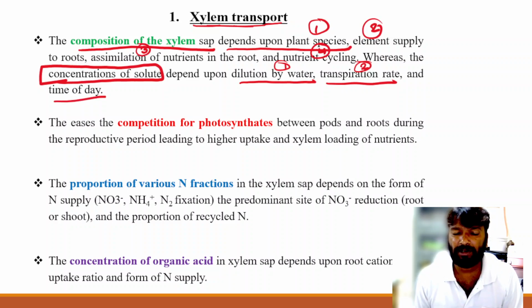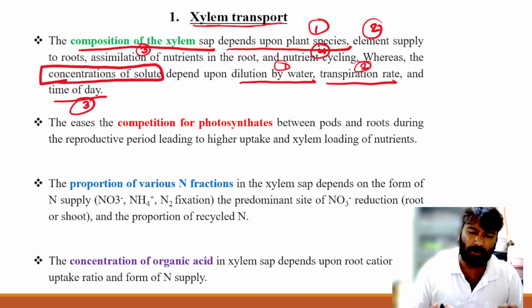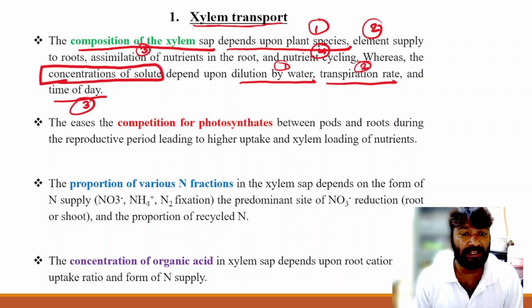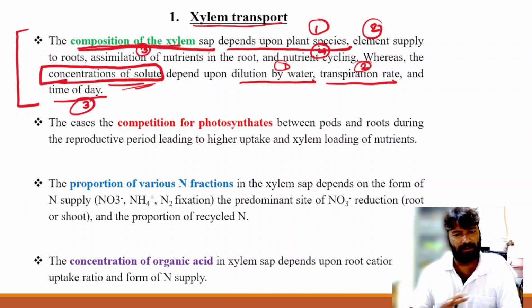And third point is the time of day. You know that at the time of afternoon there is a high transpiration. Okay, so these are the factors which affect the composition of xylem sap and the concentration of solids.